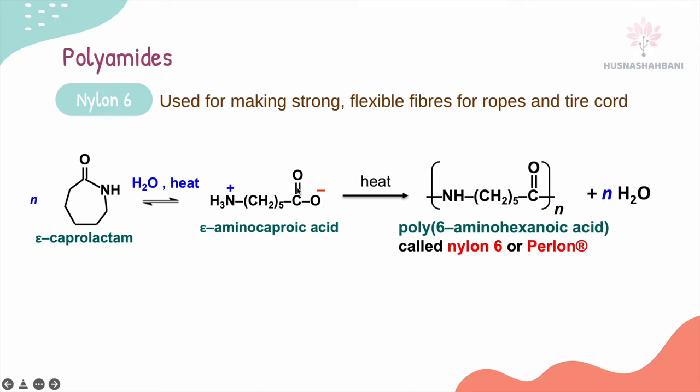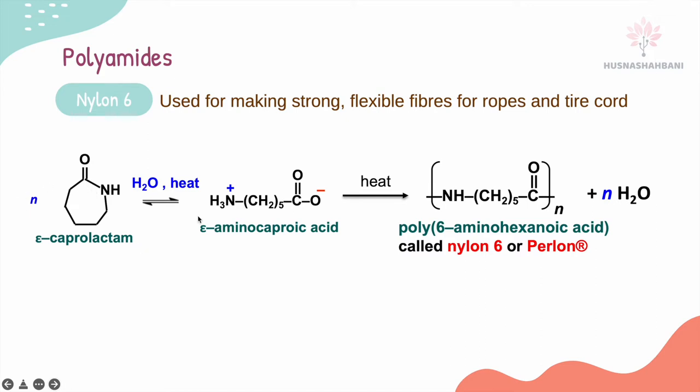This C double bond O is this one, C double bond O, and then it will get the oxygen from water. That's why here O minus. This one C double bond O for this one, and then another 5 carbons. So that's why here CH2 5, because you open the ring. It opens the ring to get the O minus.